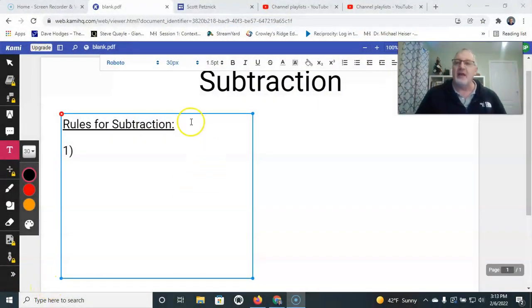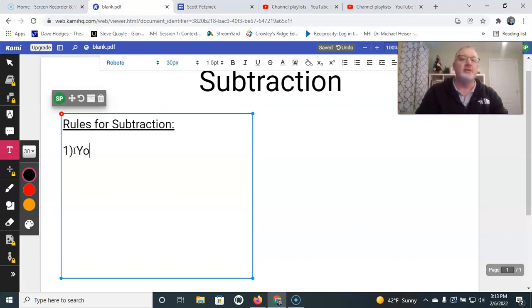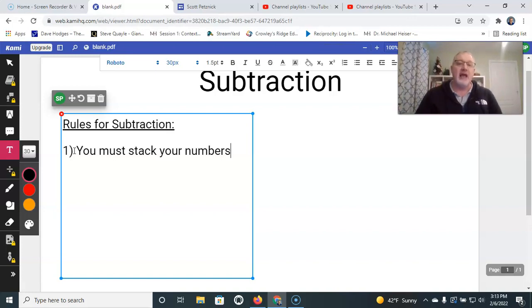Today I'm going to be jumping into subtraction, and we're going to start with the common mistakes that are made in subtraction. So let's go ahead and get started. Again, the rules for subtraction are very similar to what we had for addition. Same mistakes, same common errors. Rule number one is you must stack your numbers. Again, it's amazing how many kids think that you can do subtraction sideways.